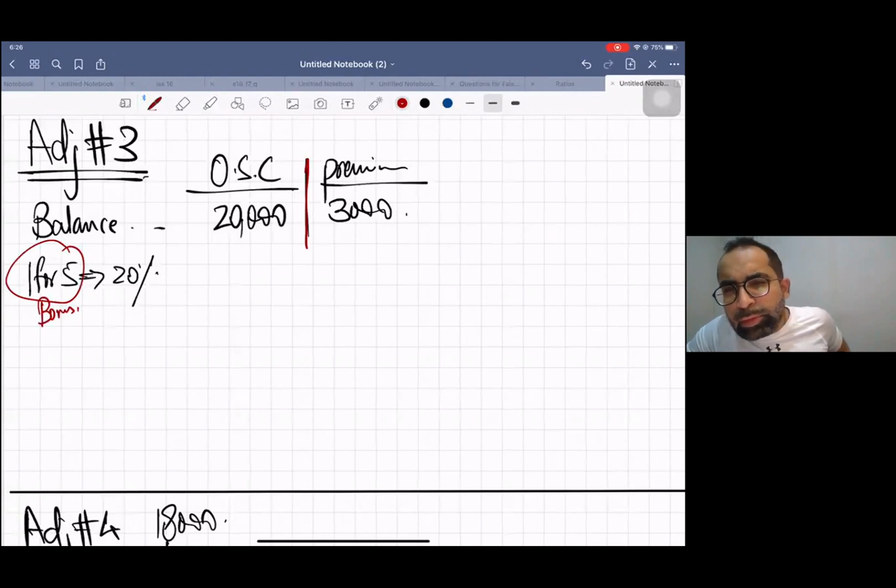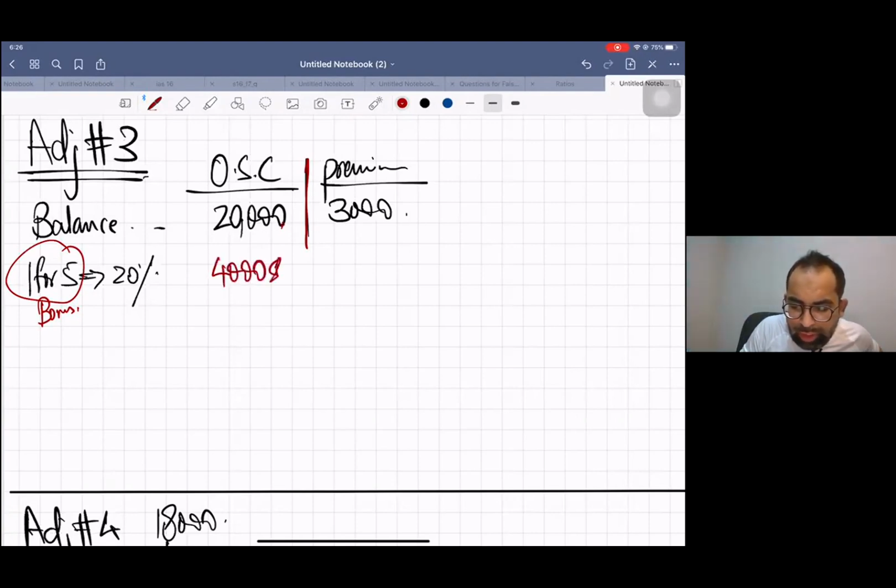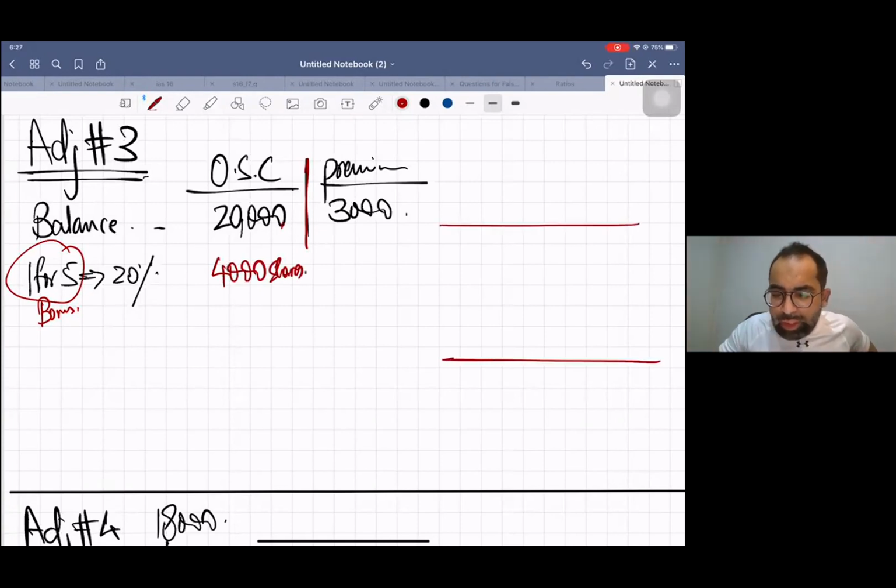Can you tell me what you mean by 1 for 5? 1 for 5 means 20%. So we have already issued 20,000 shares, and we'll issue 20% more. So 20,000 times 20% is 4,000. So the new shares we are going to issue is 4,000.